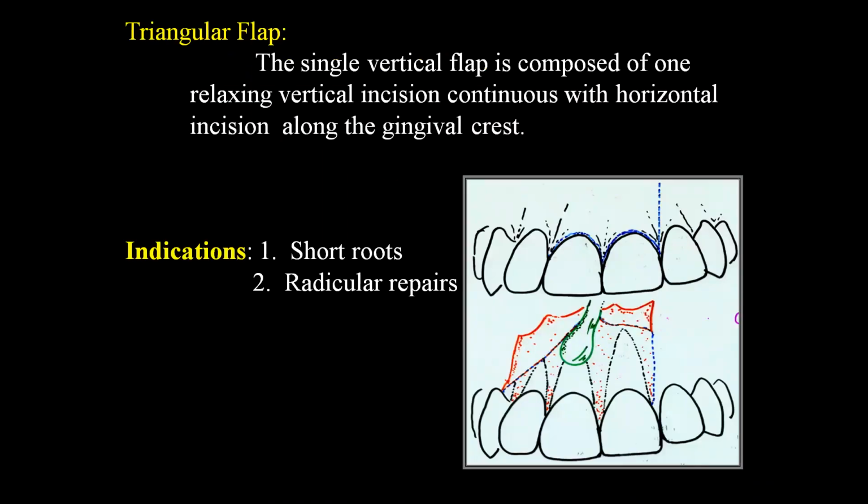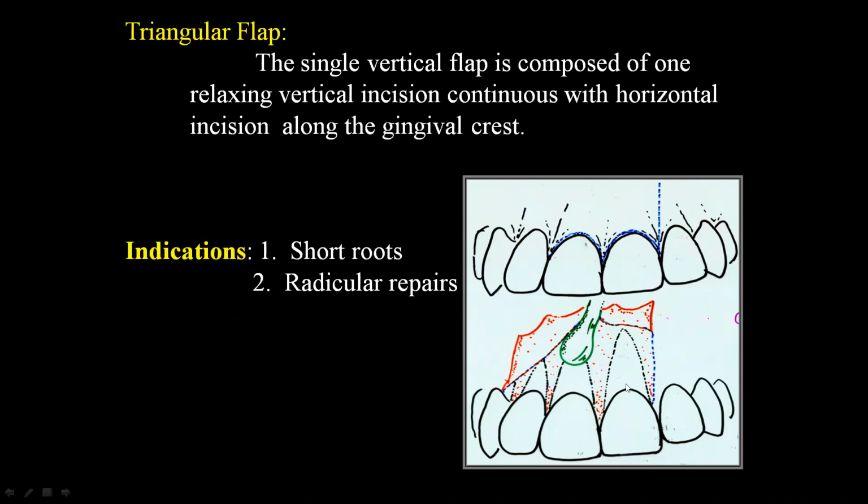So triangular flap. Mostly we illustrate with the anterior teeth. It consists of one horizontal incision and only one vertical incision. This side is not relieved. So one horizontal incision and one vertical incision make a triangular flap. It is indicated in short roots. We are all aware of the root length by taking X-rays.